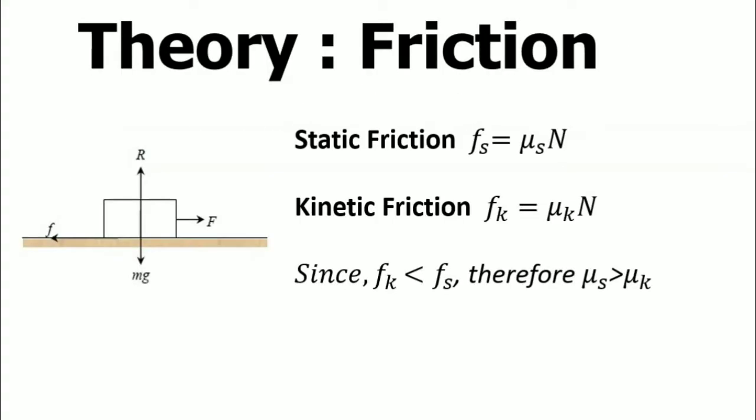Based on the figure given, every object that has contact between surfaces will have friction. And we have two types of friction, that is static friction for an object at rest and kinetic friction for a moving object. In the static friction, we are going to determine the value of coefficient of static friction and the symbol is μs. Another one is kinetic friction and we are going to determine the value of coefficient of kinetic friction and the symbol is μk. Since kinetic frictional force is less than static frictional force, therefore coefficient of static friction is greater than coefficient of kinetic friction.